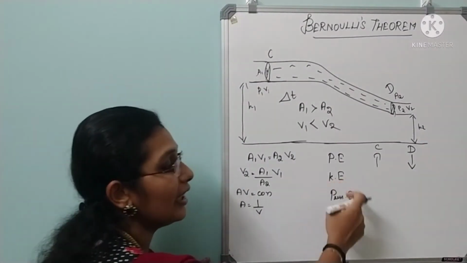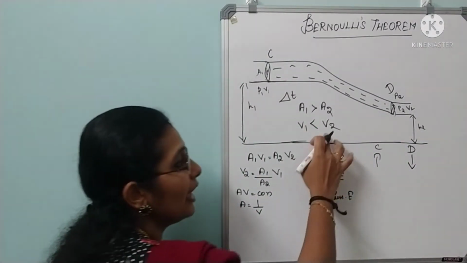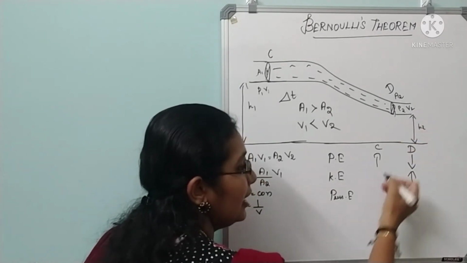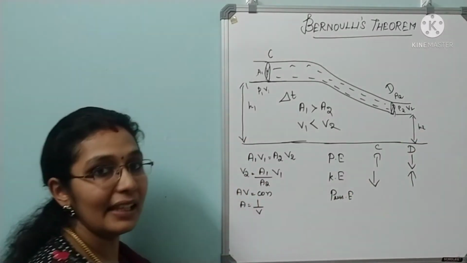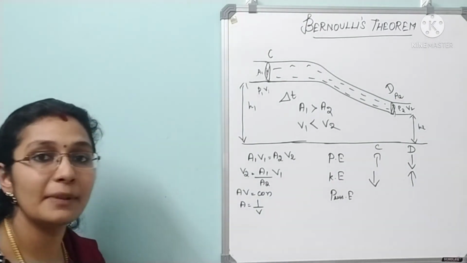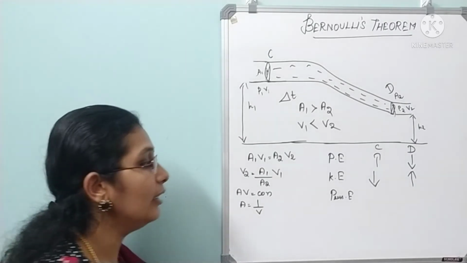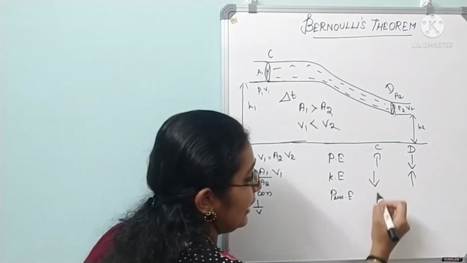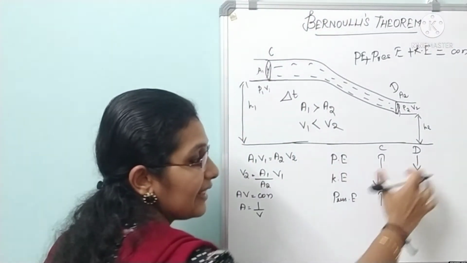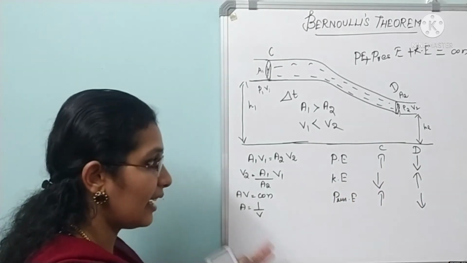Kinetic energy is nothing but energy due to motion, so you can compare it with velocity, right? So velocity V2 is greater, so kinetic energy at point D is greater, whereas it is lesser at point C. And pressure energy, you know from Bernoulli's principle, velocity is inversely proportional to pressure, right? So here it is greater and here it is lesser. Now you can find that the potential energy has decreased, kinetic energy has increased and pressure energy has decreased, right?